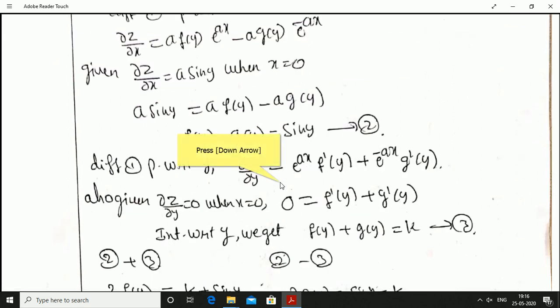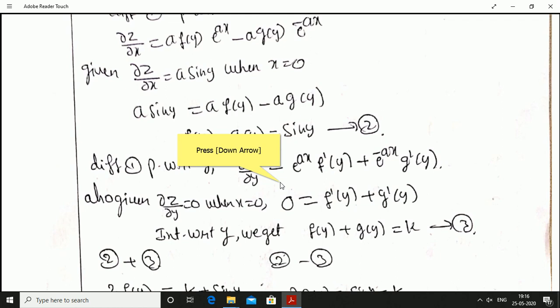To apply the second condition, we require the partial derivative of z with respect to y. Hence, differentiate equation 1 partially with respect to y. Del z by del y is equal to e power ax constant, f of y differentiation is f dash y, plus e power minus ax constant, g of y differentiation is g dash of y. Also given del z by del y is equal to 0 when x is equal to 0. So the above equation takes the form 0 is equal to, x is 0, e power 0 is 1 into f dash y, plus e power 0 is 1 into g dash y.